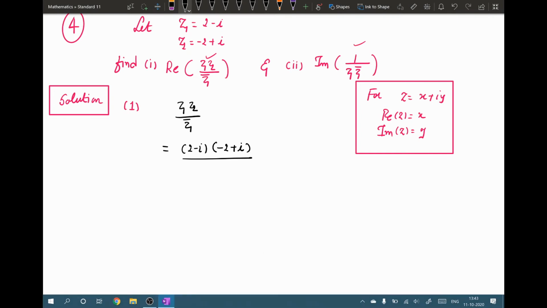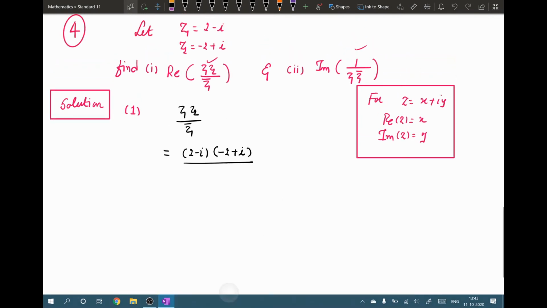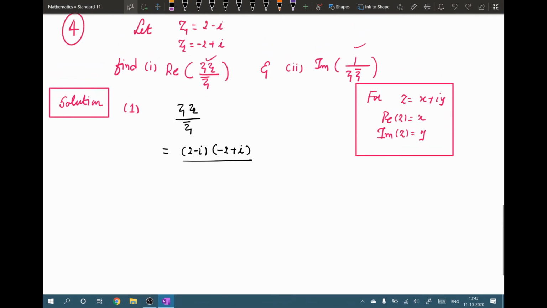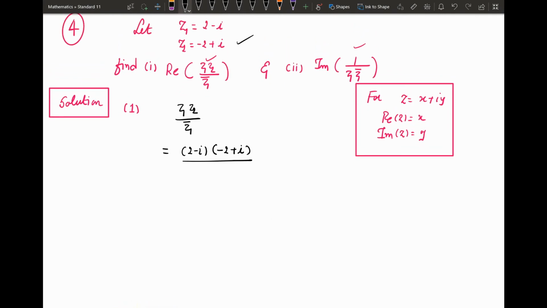So conjugate of minus 2 plus i, z1 bar, conjugate of 2 minus i, so it is 2 plus i. So (2 minus i) into bracket (minus 2 plus i) upon (2 plus i). Into bracket we give reason z1 equal to 2 minus i. So this implies z1 bar equal to 2 plus i.